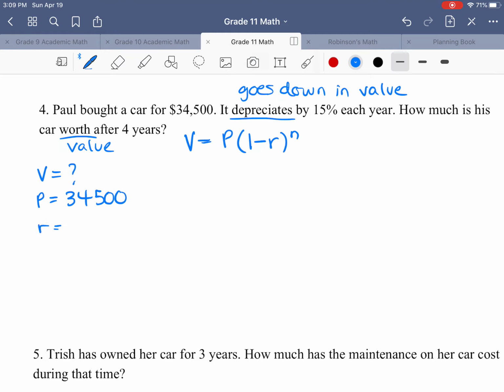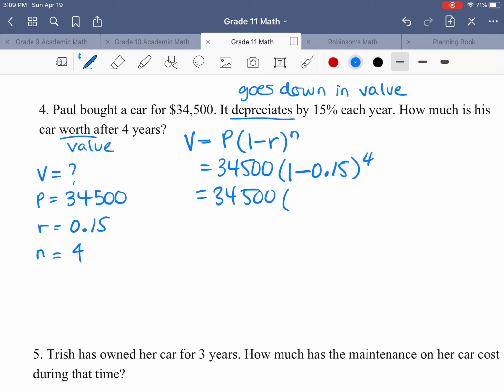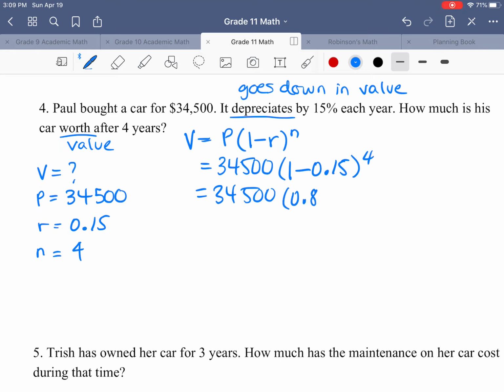Now R is your interest rate as a decimal, so 0.15. And then N, in this case, we're always going to be sticking with years. We're not going to be thinking about per month or day. N is just the number of years, and in this case, it's 4 years. We put all of that information into our formula and end up with 34,500 times (1 minus 0.15) to the power of 4. I'm going to simplify what's in the brackets: 1 minus 0.15 is 0.85.